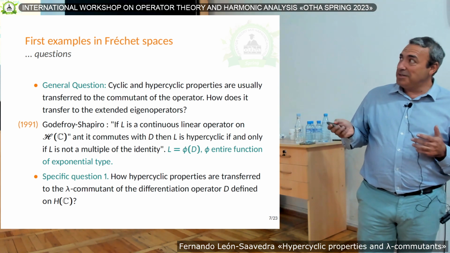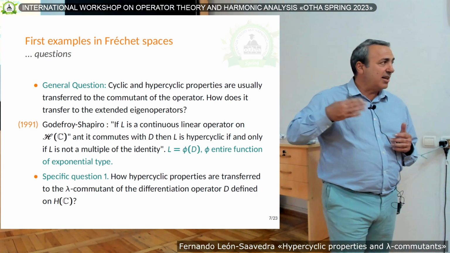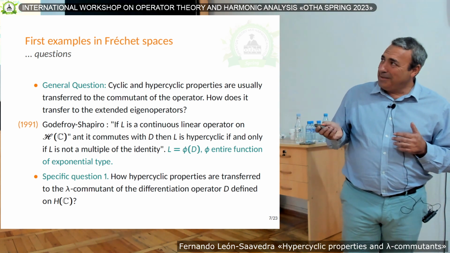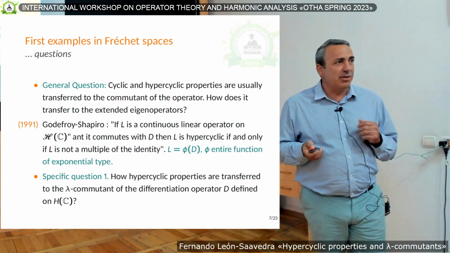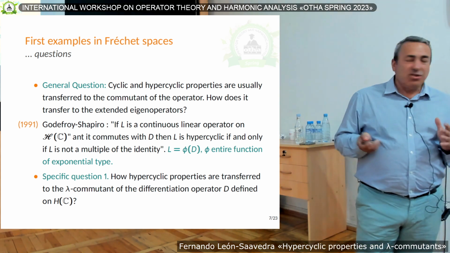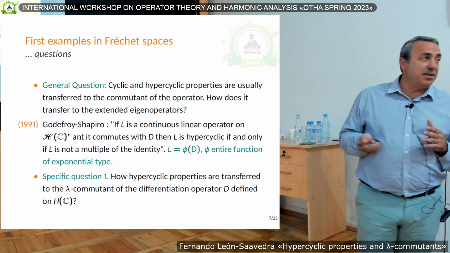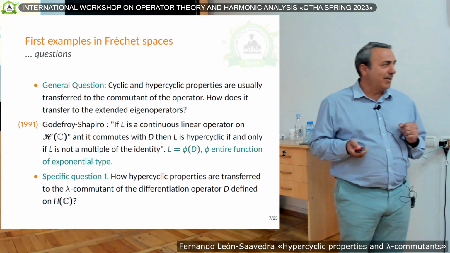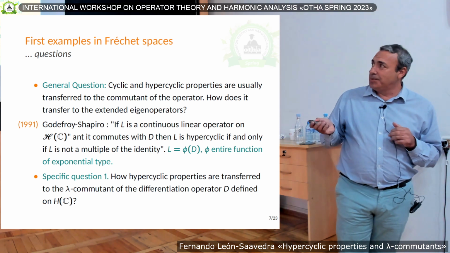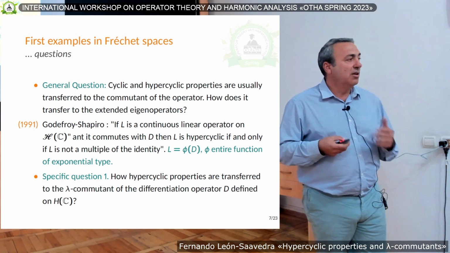This theorem is quite surprising because there is no analogue in the Banach space setting, because contractions are not hypercyclic. Their proof is based on an exotic description of the commutant of the differentiation operator. The commutant of the differentiation operator can be expressed as phi of D, where phi is an entire function of exponential type. Okay? And the specific question 1 is the following: how are hypercyclic properties transferred to the lambda commutant of the differentiation operator on H of C?